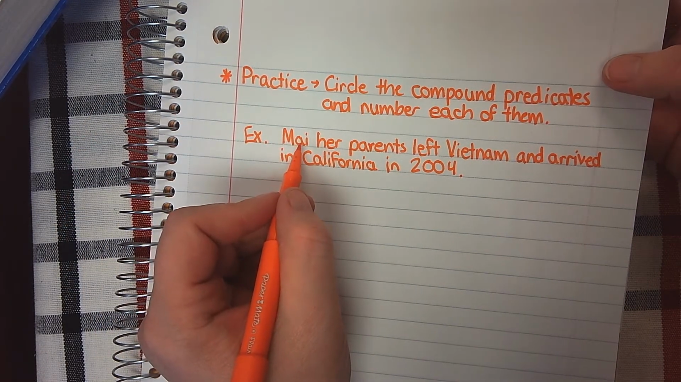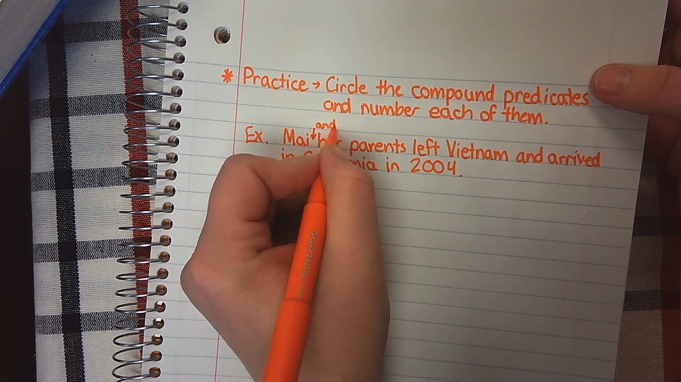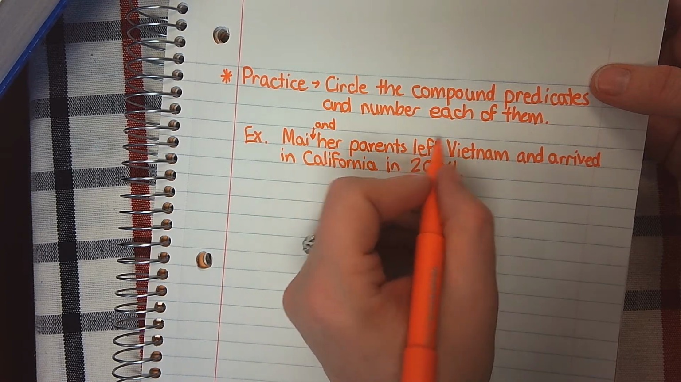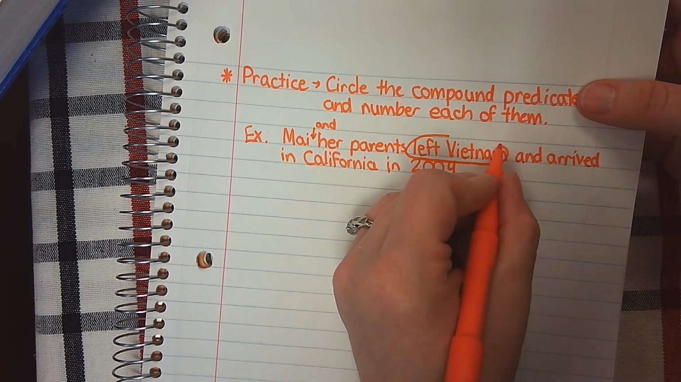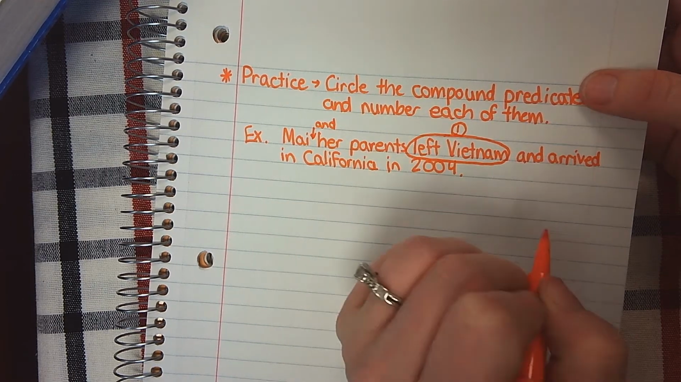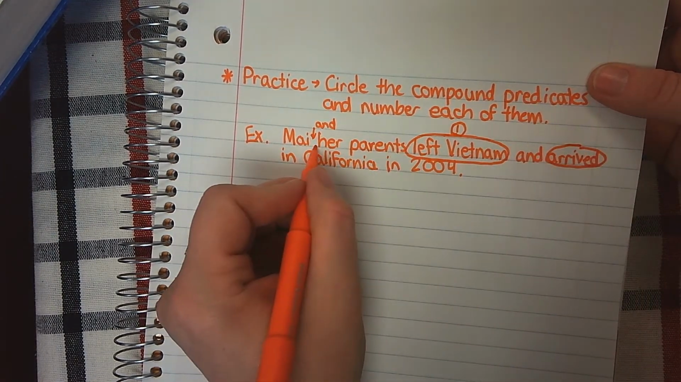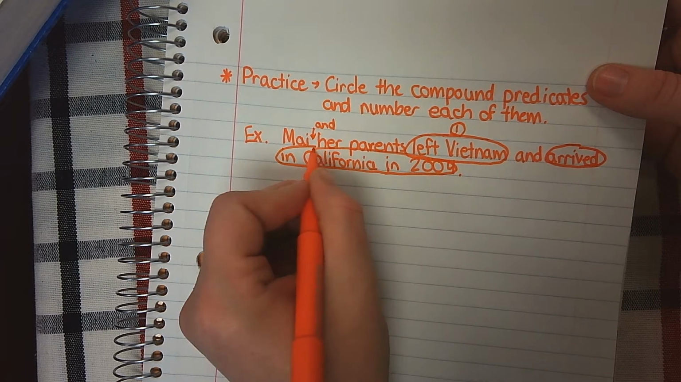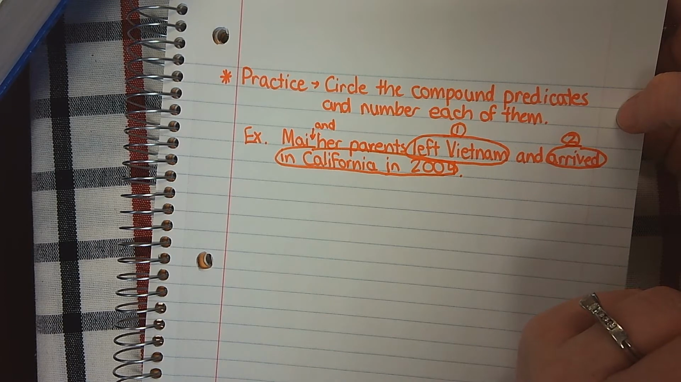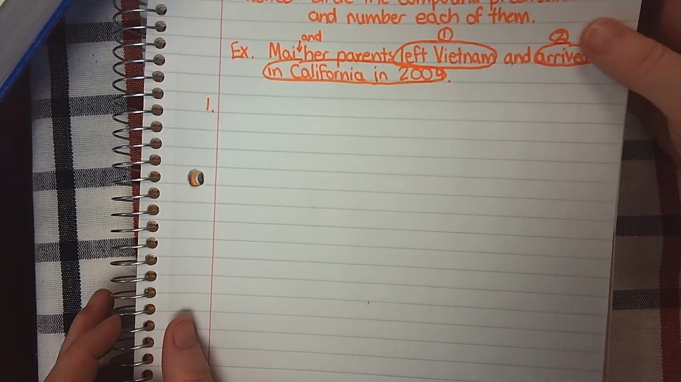So May would be our subject. May and, looks like I left out a word here. May and her parents left Vietnam and arrived. Okay, so left Vietnam is our first predicate. So I'm going to circle it, and then I'm going to write a 1 and circle that right above it to identify it as the first predicate. And arrived in California in 2004, and I'm going to put a 2 above that to show that that's my second predicate in the sentence. Okay? And here are your 3 sentences that I want you to use for practice.